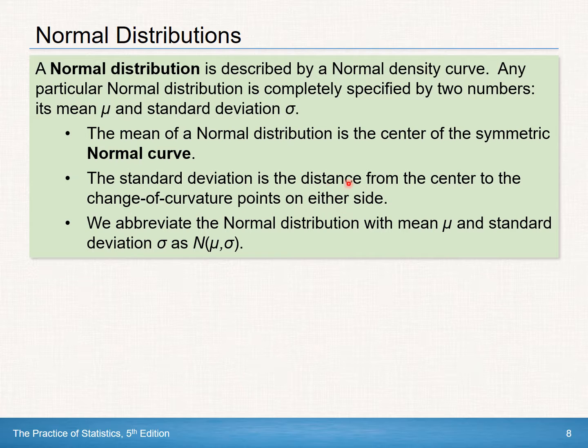This could also be called the point of inflection. Where does our curve change from concave down, a bowl that's upside down, to concave up? Where does that point happen? That's where the first standard deviation would fall. We abbreviate the normal distribution with mean mu and standard deviation sigma as N, and we put in parentheses the mean, comma, the standard deviation.